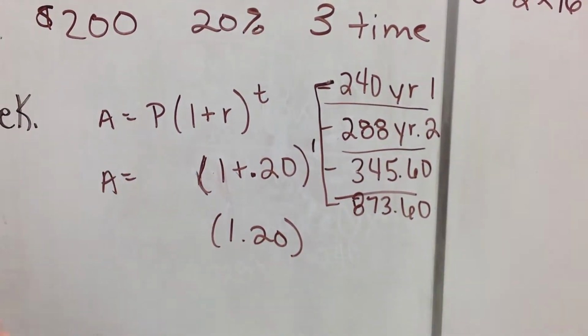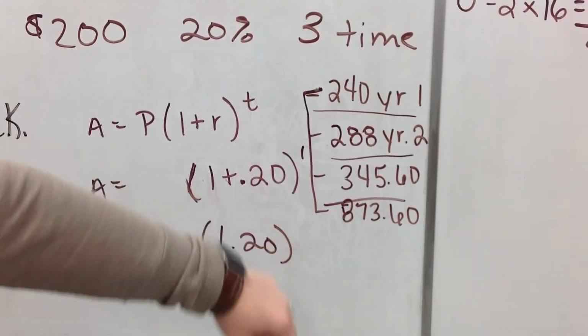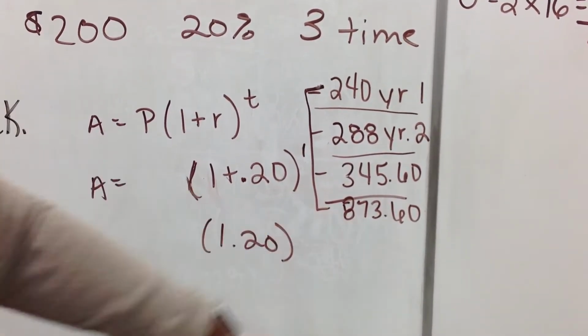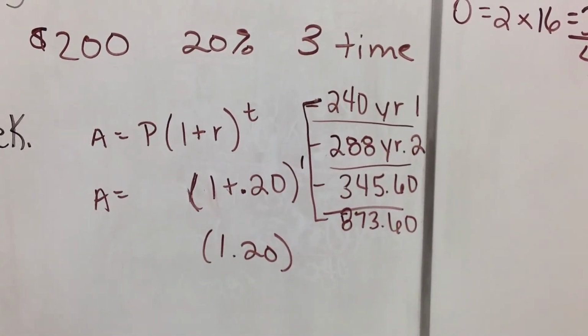If you're figuring out the total amount that she earned over a 3-year time period, you have to add them all together. So $873.60 is what she earned on her account after 3 years at 20% interest.